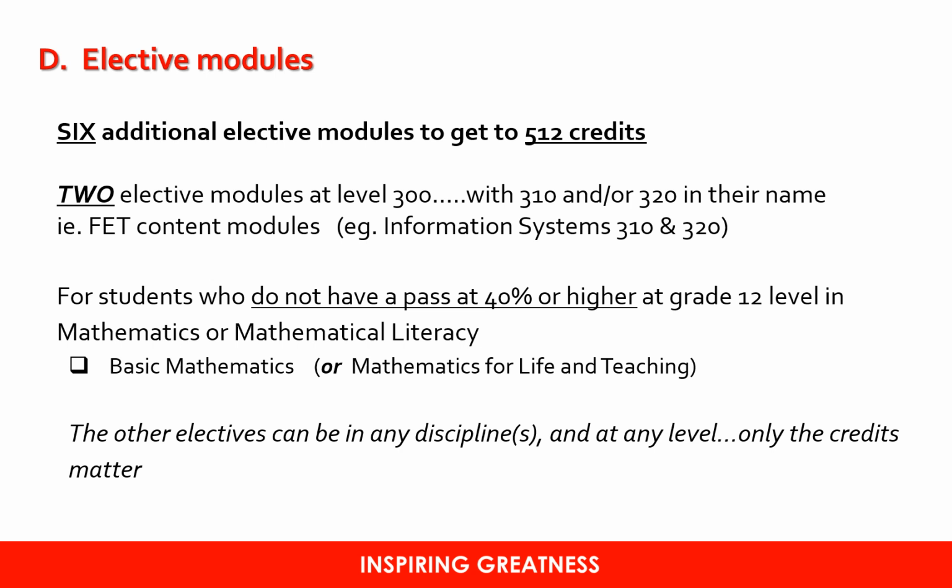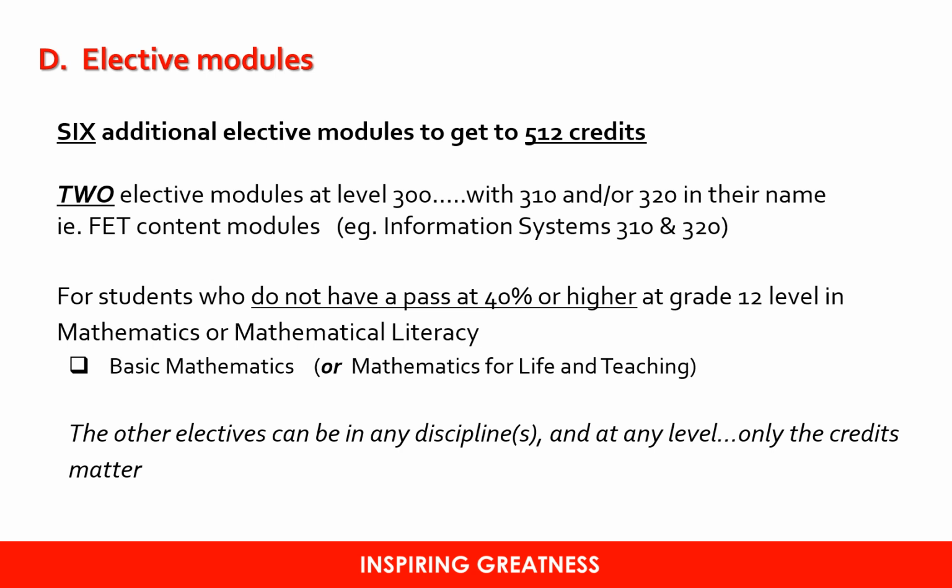However, in your phase, you have to be careful. You are the only phase that actually has a rule about your elective modules. And the rule is as follows. 2 of your elective modules have to be at level 300. That means they have to have a number 310 or a 320 in their name and in their module code.